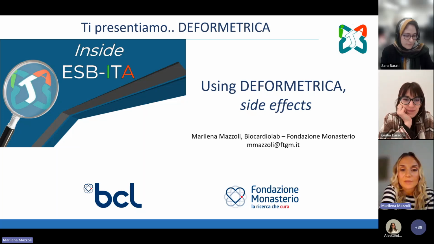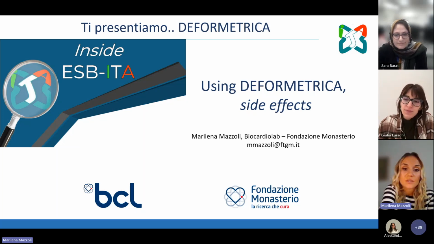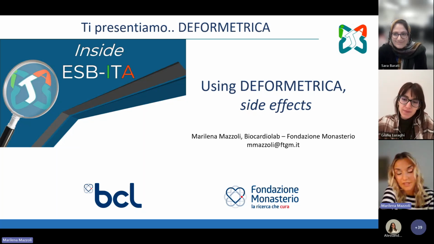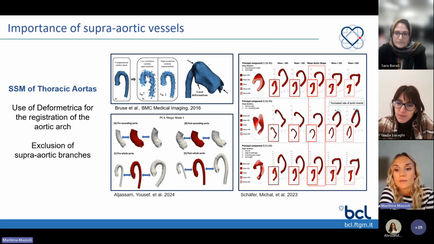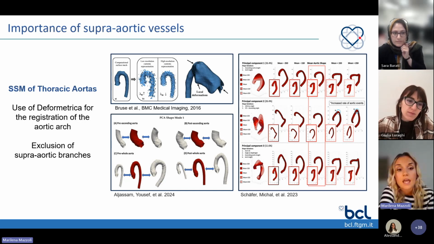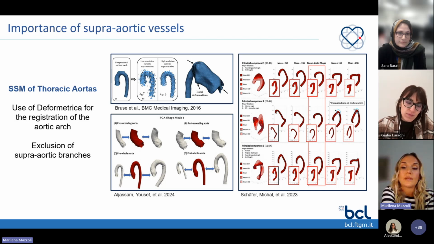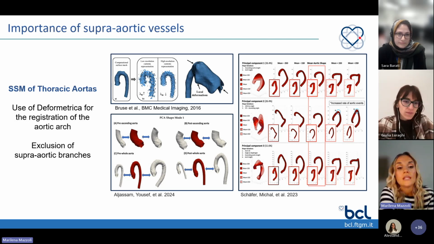I'm Marilena Mazzoli from Biocardiolab, Fondazione Monasterio, and today I'm going to present you the side effects of using Deformetrica. In literature, there are many statistical shape models of the thoracic aorta which use the Deformetrica to achieve the non-rigid registration of the dataset. However, these studies do not include the supraortic branches in their analysis because even though the Deformetrica succeeds in providing good registration for the aortic arch, it gives troubles when the supraortics are added.